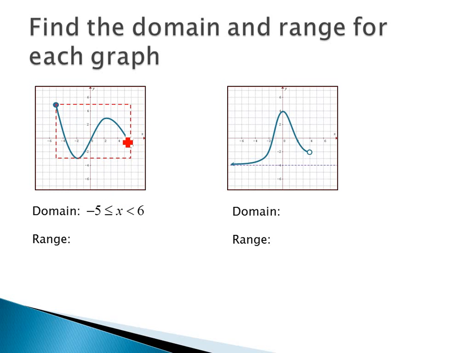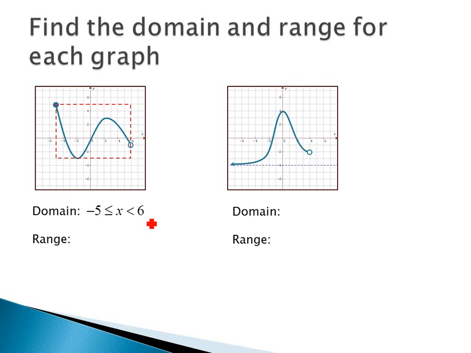So my domain is -5. When you have a solid dot, you have equals. I go from -5 to 6. I have an open dot at 6, so I don't have equals. I always use less than signs if I go from lower to higher. So -5 is less than or equal to x, which is less than 6.